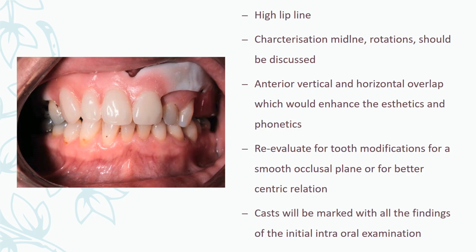Okay. So now we have to see the high lip line. How's the lip line? We're supposed to arrange and do the teeth setting according to that. We have to give characterization of the midline rotation. It can be discussed with the patient. Vertical, anterior vertical, and horizontal overlap, which enhance the aesthetics and phonetics, also have to be taken care of. Then the tooth modification has to be re-evaluated for occlusal plane or centric relation. Cast will be marked with all the findings of the initial intraoral examination. So everything will be marked.